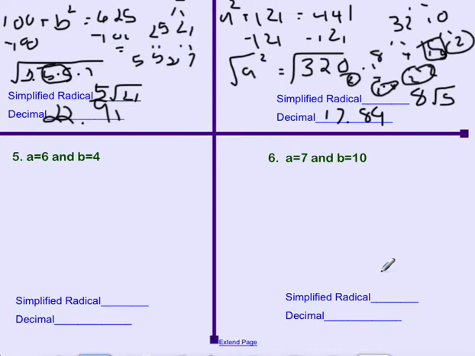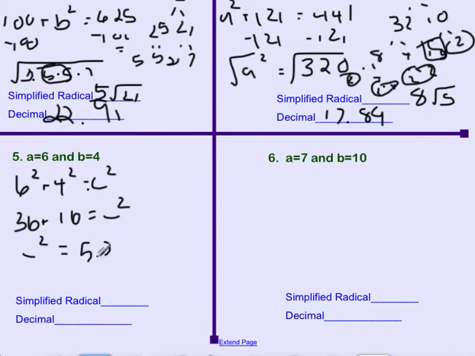Now let's take a look at number 5. So for number 5, we need to do the Pythagorean theorem. Now here we know both the legs. So we have 6 squared plus 4 squared is equal to c squared. So then I get 36 plus 16 is equal to c squared. So then c squared is going to be equal to 52. So now to solve for c, I need to take the square root of both sides. So then I'm going to take a look at the square root of 52.